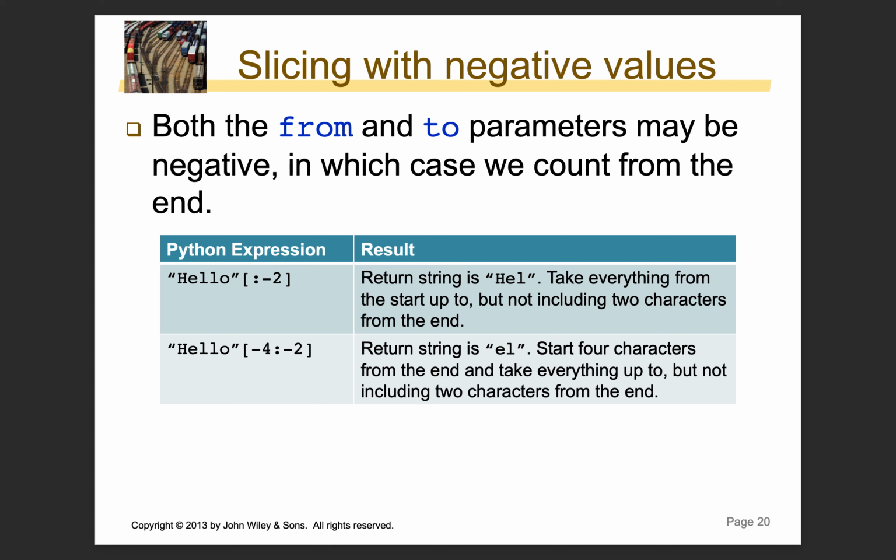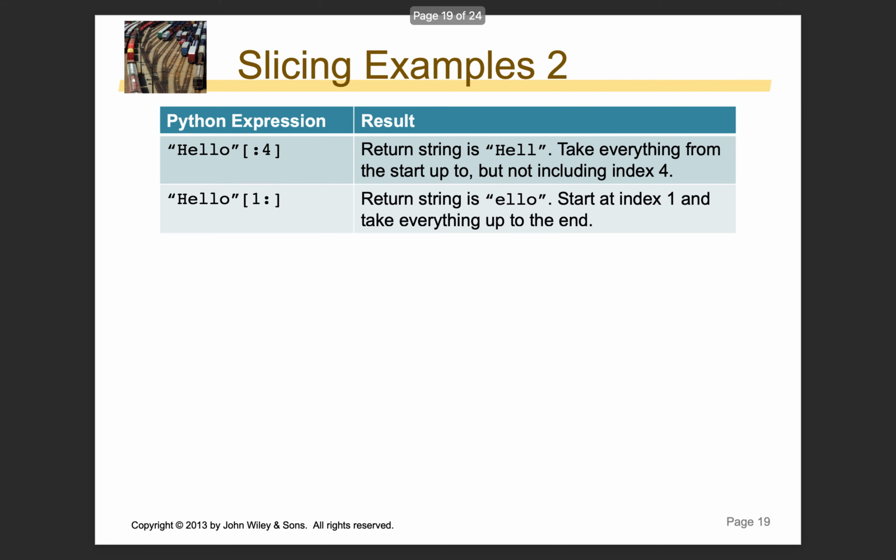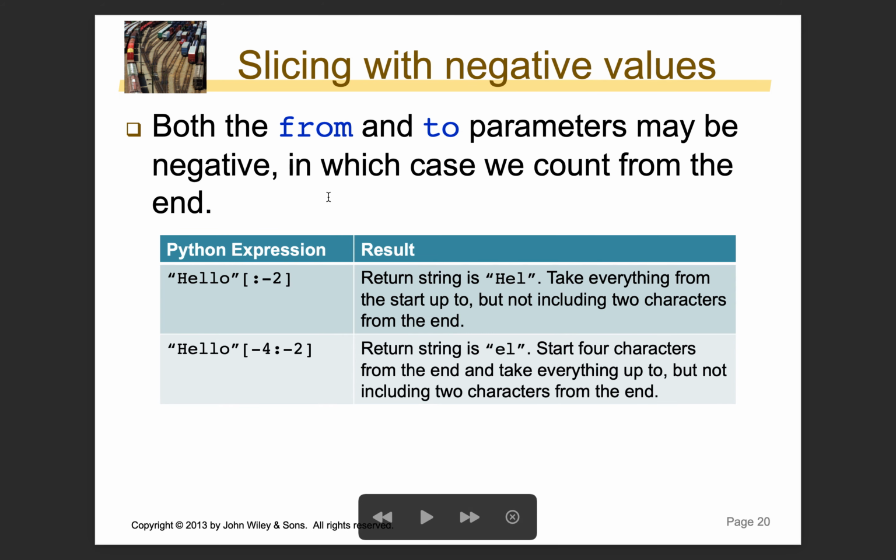So both the from and to parameters may actually be negative, in which case we can count from the end. So currently we've been counting from position 0 up to position 4. Now we can count backwards, starting from position 4 and counting backwards to position 0. So we're taking from the start, because we haven't provided a from value, up to -2. That -2 means up to the end, but not including the last 2 characters. Okay, so not including the O or the L, these last 2 characters, which is going to return hell. Okay.